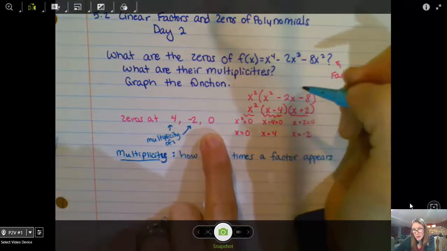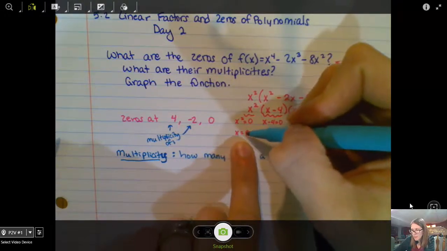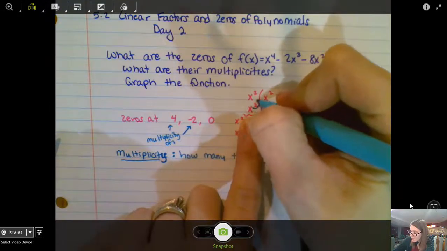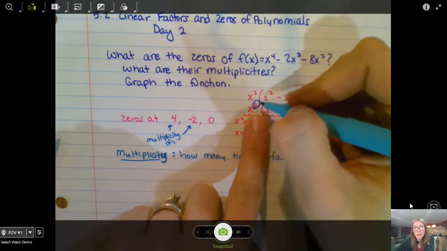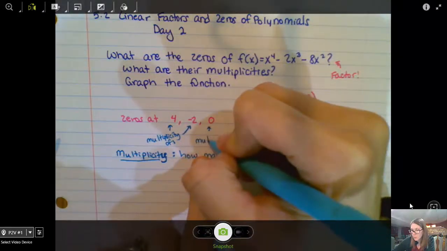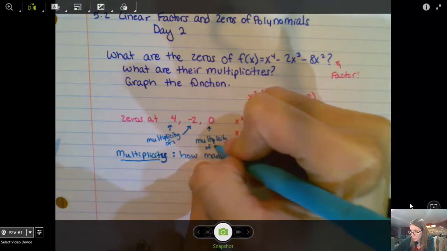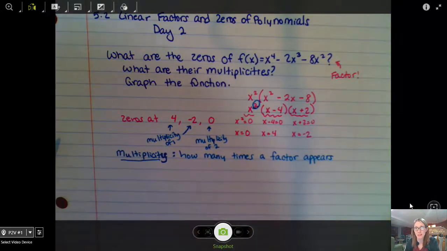If I look at the 0 at 0, it came from our factor x squared. And because of the second power here, that means this factor appears twice, and I have a multiplicity of 2. Okay, multiplicity of 2 there.